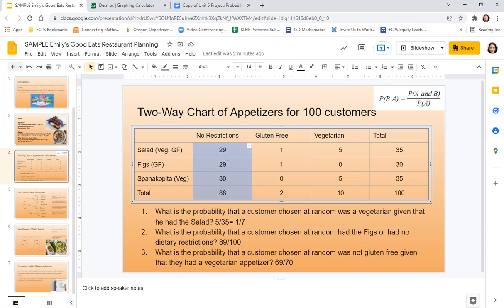And then we can't count these 29 people again, so I'm just going to count the other people who had figs, which was just one more person. So we had no restrictions was 88 people, and then besides those 88 people, over here, there was just one other person who had the figs, so that made 89 out of 100, or 0.89.